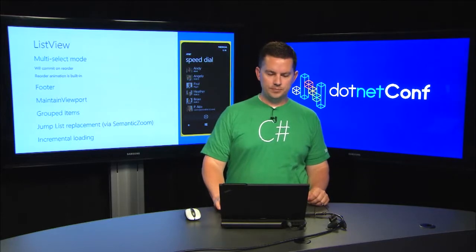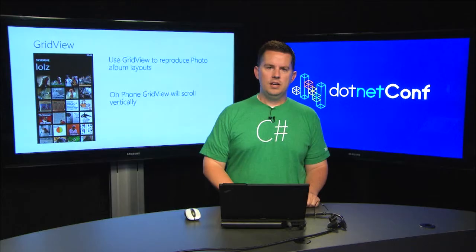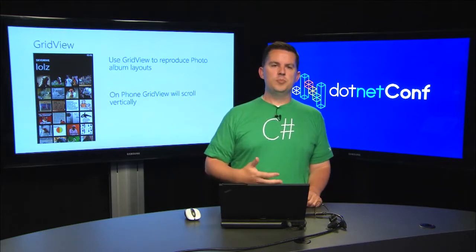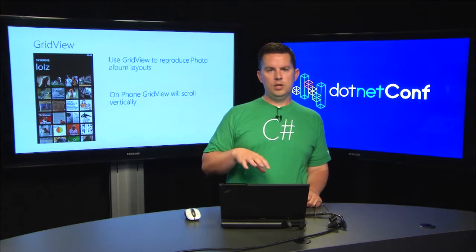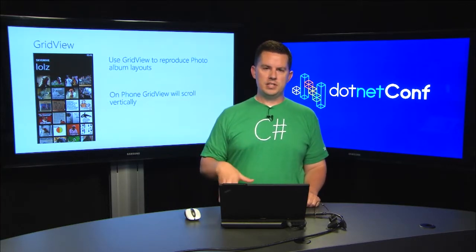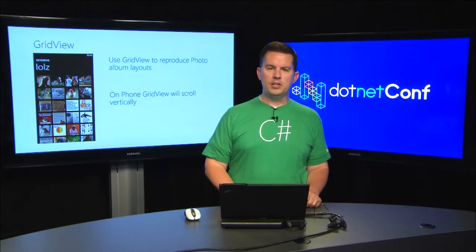The other control to display large sets of information is grid view. If you want to produce things like a photo album layout, grid view is a great control, and it basically lays things out exactly like the control sounds, in a grid, and provides a selection model, an invoke model, and things like that. Now on the phone, the grid view will scroll vertically, versus on desktop Windows it will scroll horizontally or vertically depending on the property that you select there.